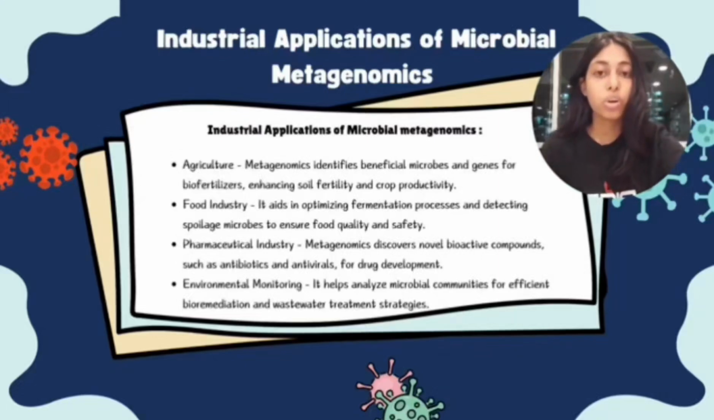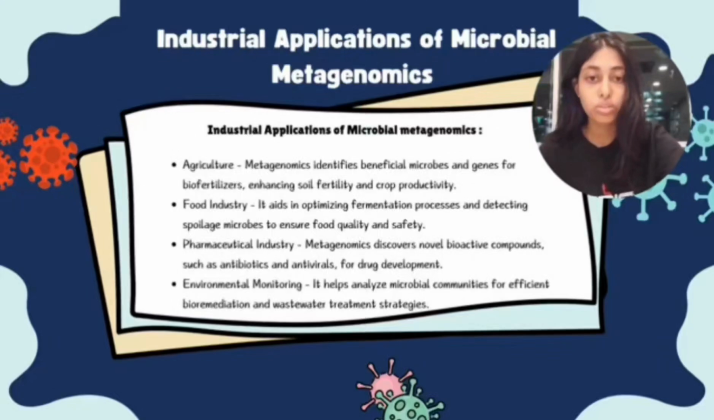Metagenomics is vital for environmental monitoring and sustainability. It helps us track changes in microbial communities, assess pollution levels, and restore ecosystems. For instance, metagenomics identifies microbes that break down plastics, degrade oil spills, and detoxify heavy metals, offering eco-friendly solutions to some of our biggest environmental challenges.